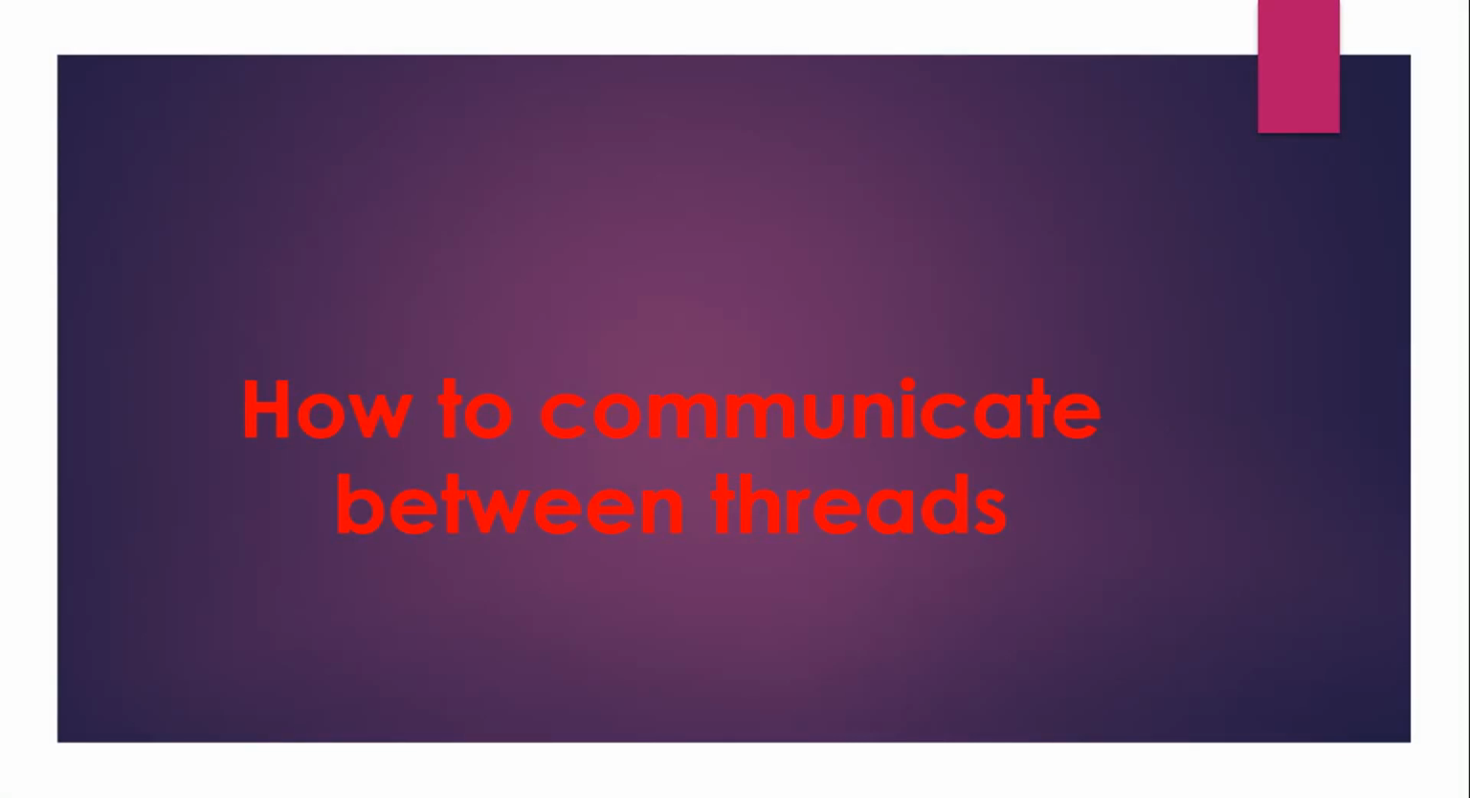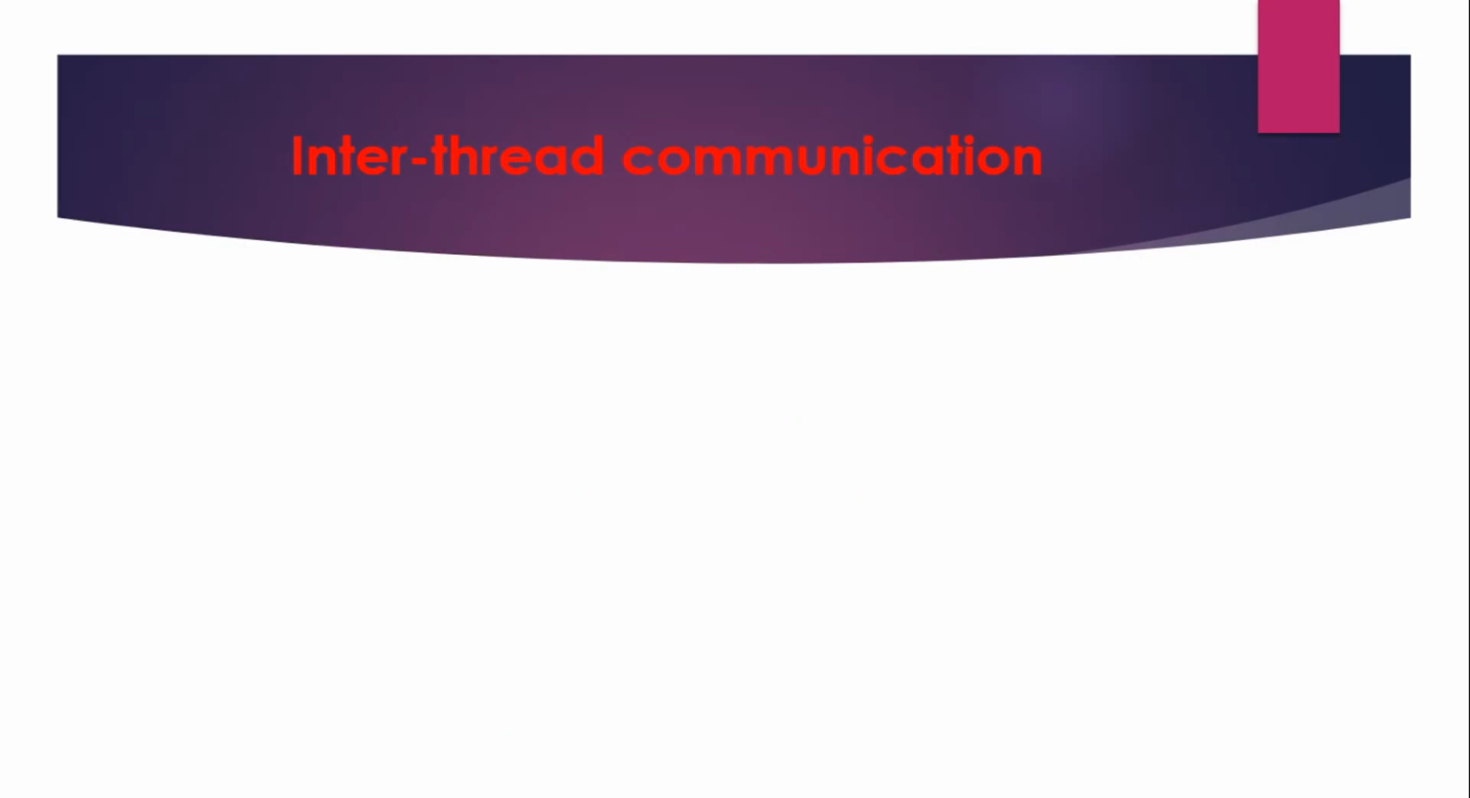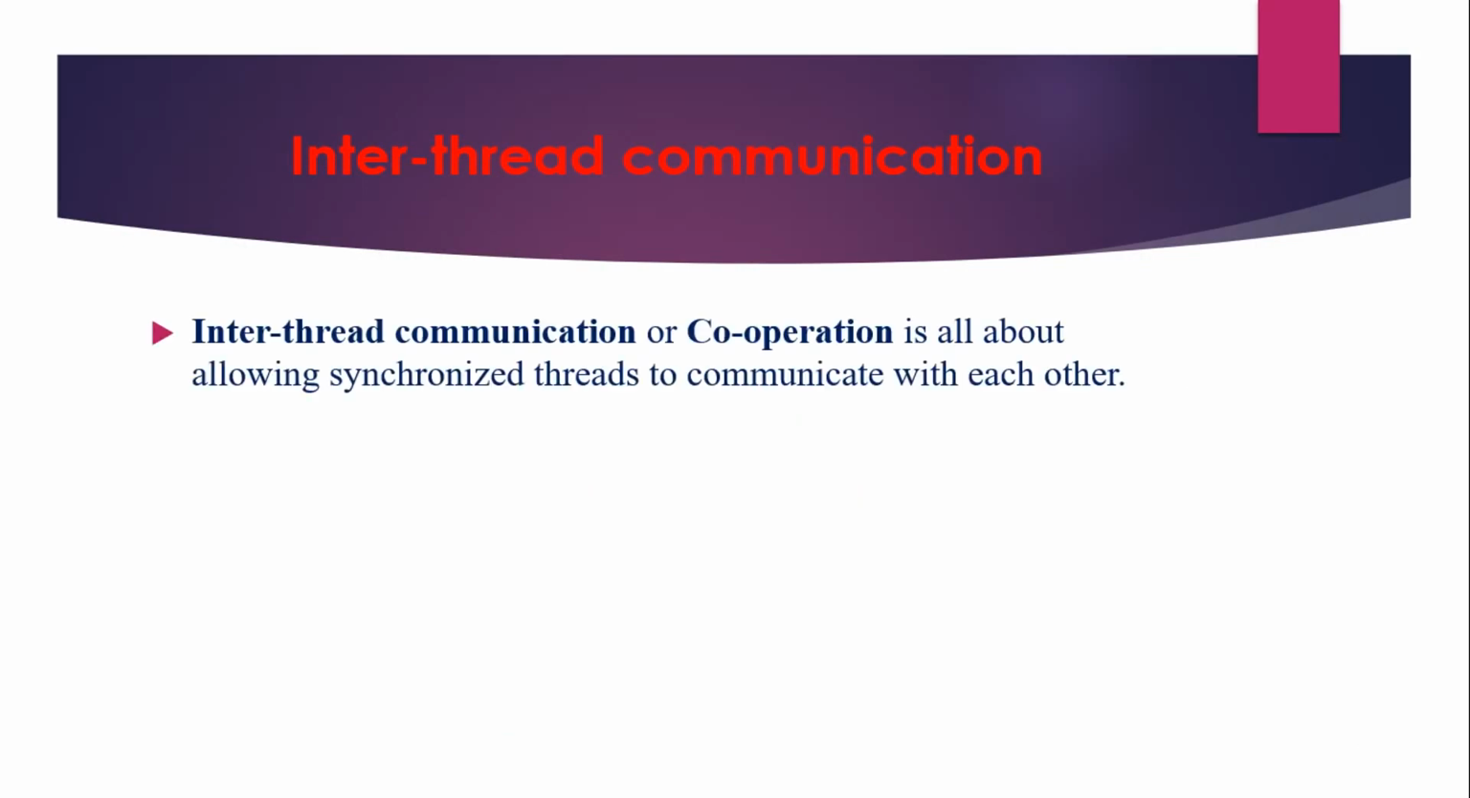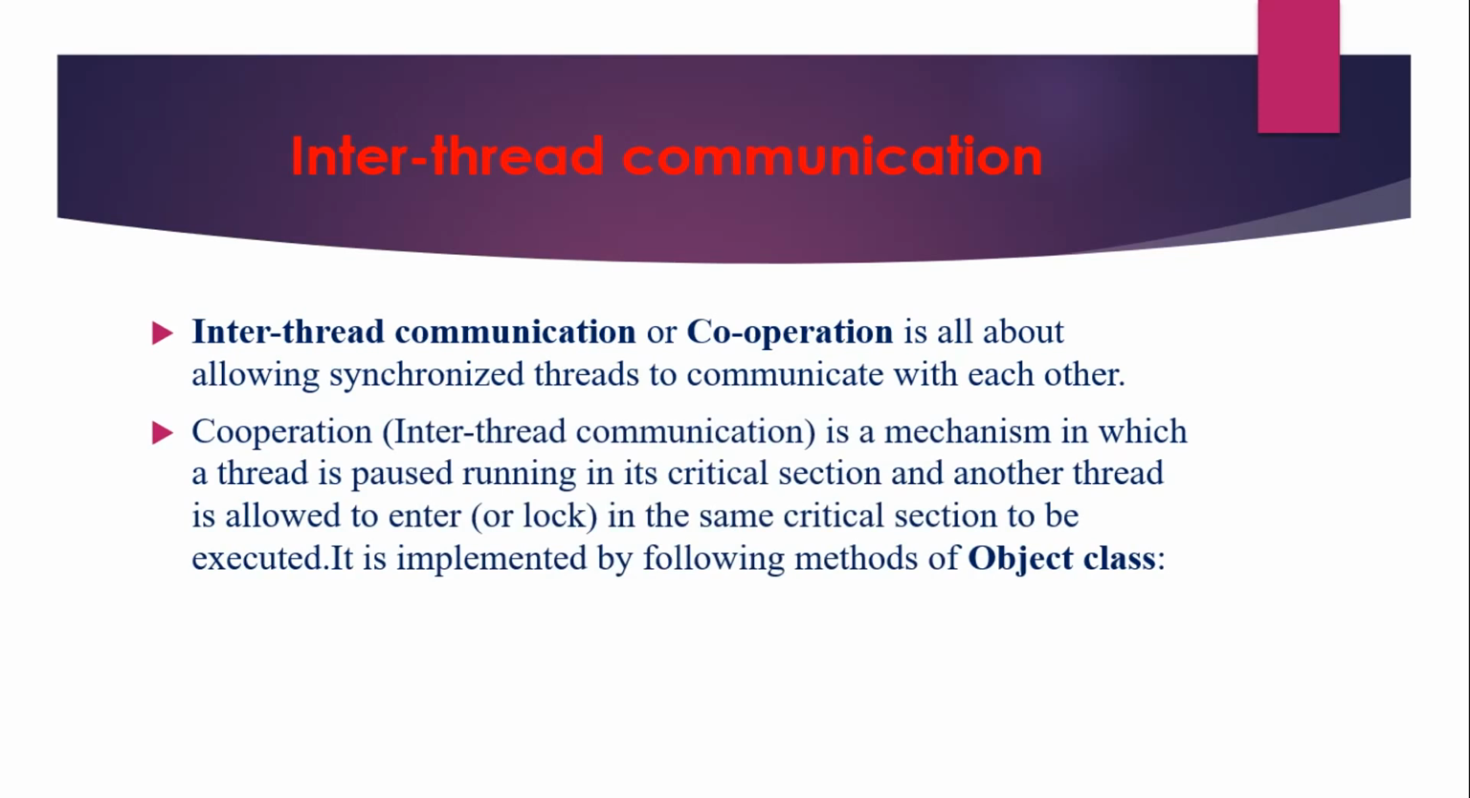Discussing how to communicate between threads. So what is inter-thread communication? Inter-thread communication, or cooperation, is all about allowing synchronized threads to communicate with each other. It is also known as cooperation, in which the programmer allows the synchronized threads to communicate with each other.